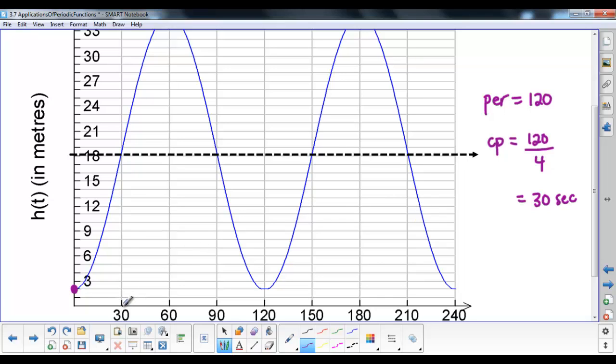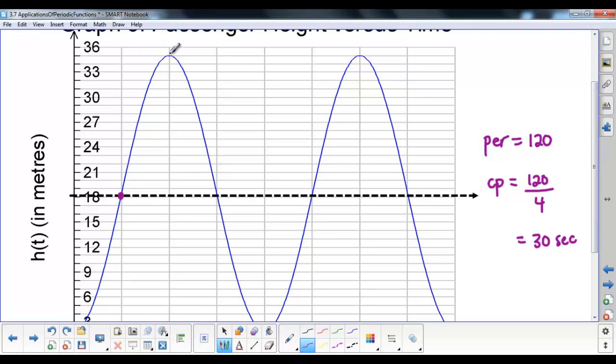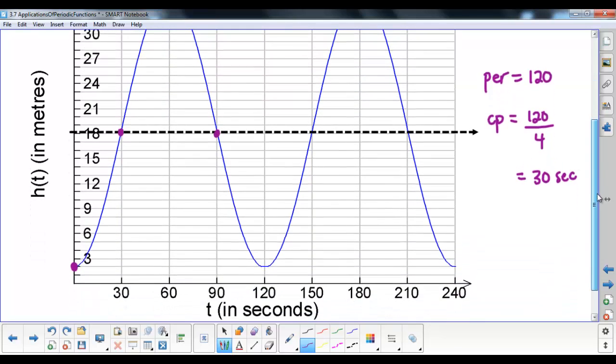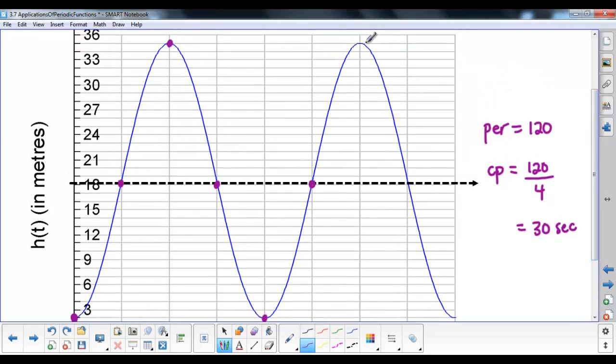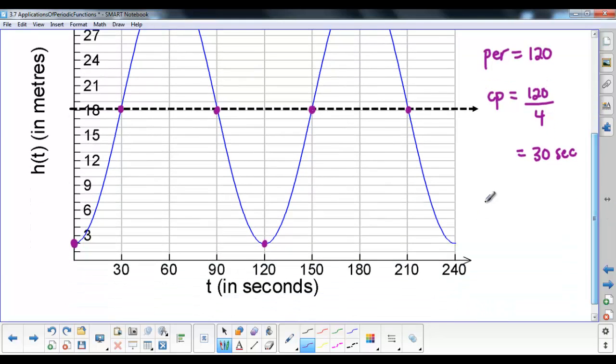So when our x value equals 30, we're going to hit our midline. At 60, we are going to hit our maximum, which is 35. The next critical point, back to the midline, and then finally, to complete 1 cycle, after 120 seconds or 2 minutes, back to the minimum. So you just keep repeating that pattern, then connect the dots, and finally you will have your graph.